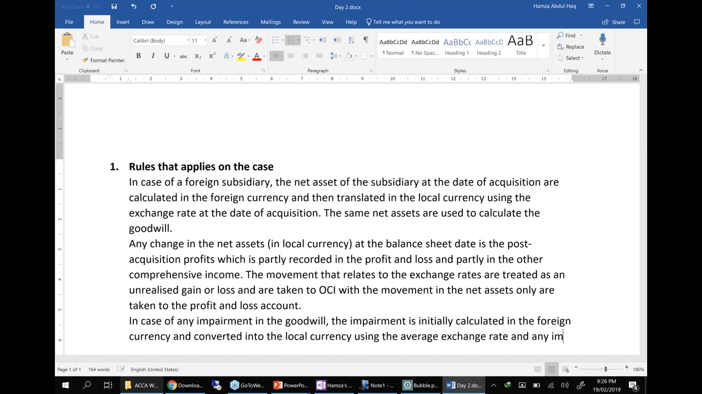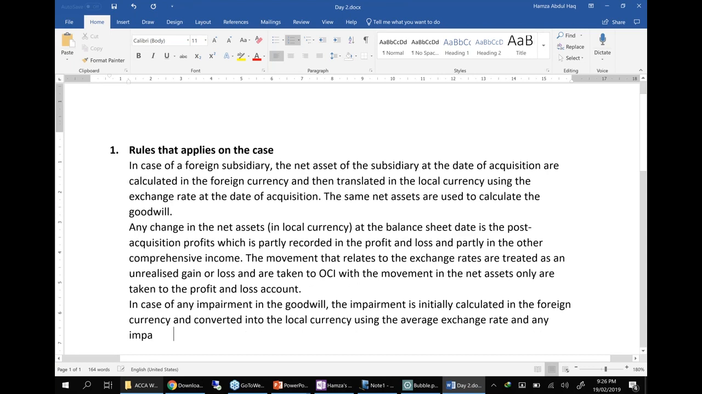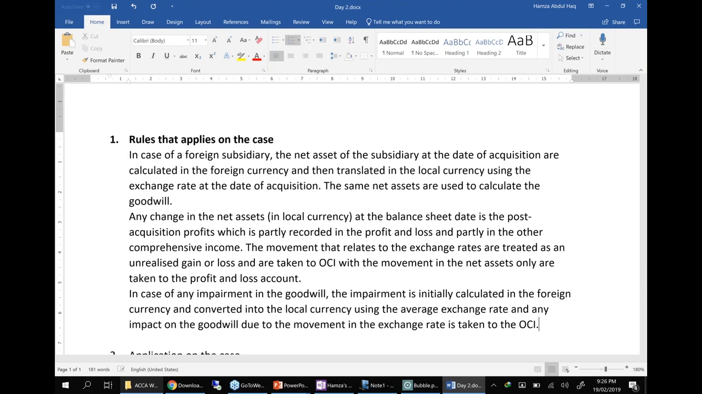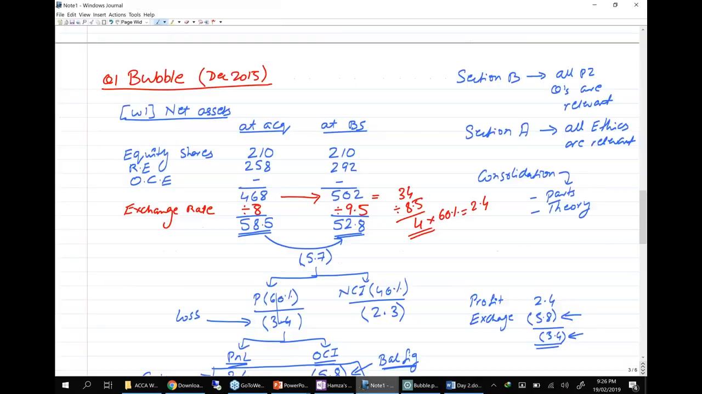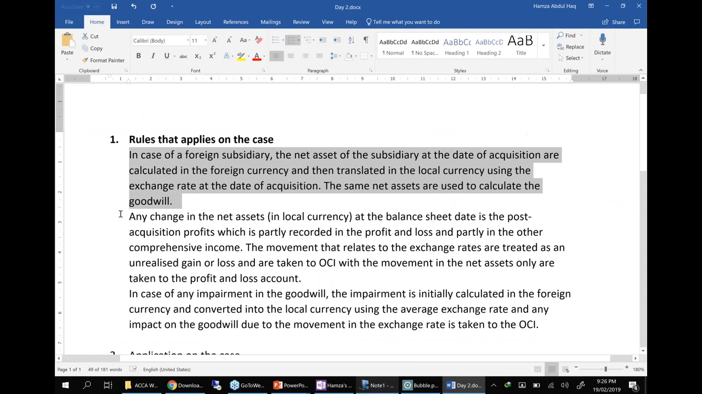And any impact on the goodwill due to the movement in the exchange rate is taken to the OCI. So first we have discussed the net assets at acquisition and the goodwill calculation. And then we have discussed the post-acquisition profits, and finally the goodwill impairment. So this is how you are going to write the theory in the exam. But if there's no goodwill impairment, you do not need to write this part.